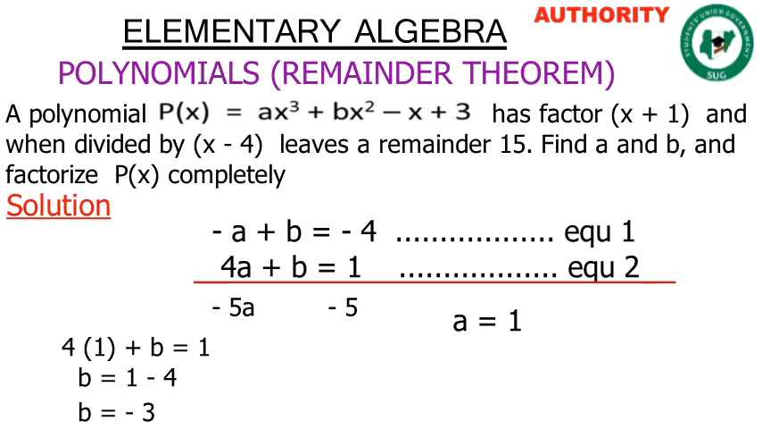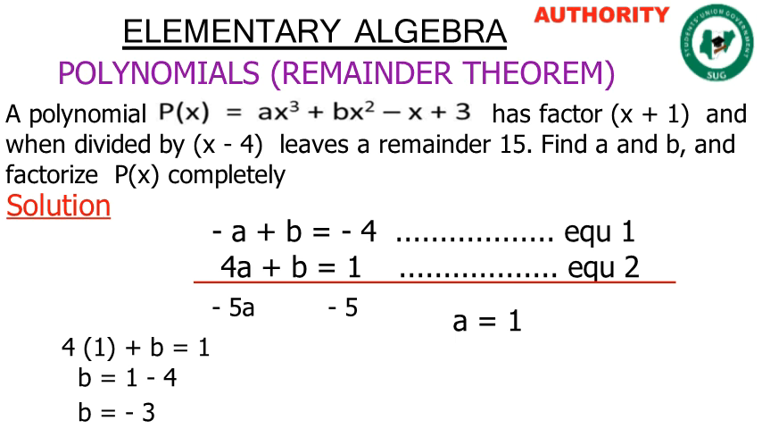4 plus b is equal to 1. Then we have b is equal to 1. We move 4 to the other side to be minus 4. So we're going to have b is equal to 1 minus 4. B is equal to minus 3. So we have our values: a is equal to 1 and b is equal to minus 3.